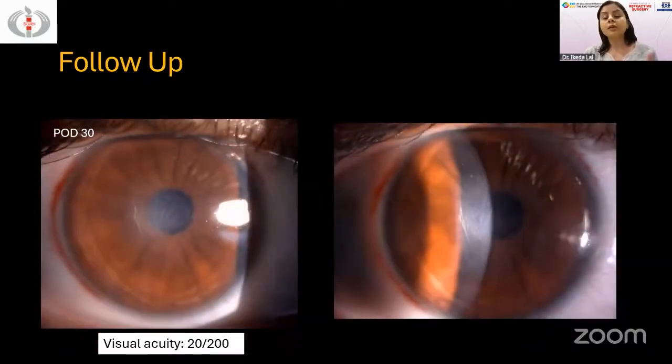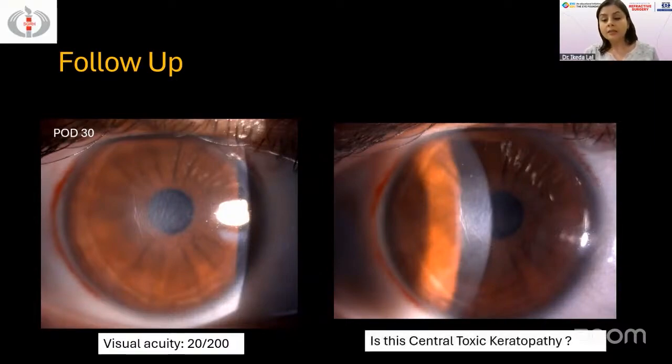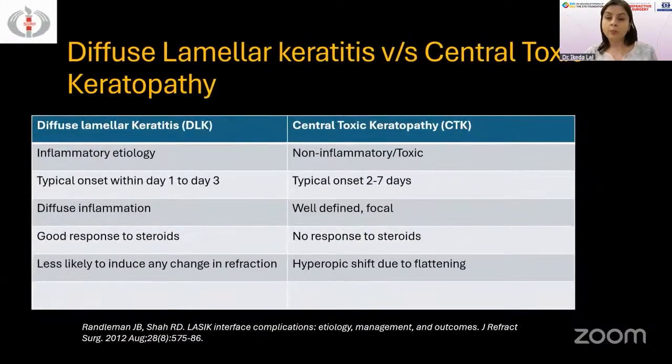So here we are really thinking, is this developing into CTK? This is what the inflammation has led to, a kind of anterior stromal scarring. And is this really central toxic keratopathy? And why is it different? It's important for us to differentiate that. We all know that DLK is inflammatory, whereas CTK is non-inflammatory or more of a toxic. But more importantly, we wanted to decide how frequently to taper down the steroids, because CTK, as we know, does not really respond well to steroids.